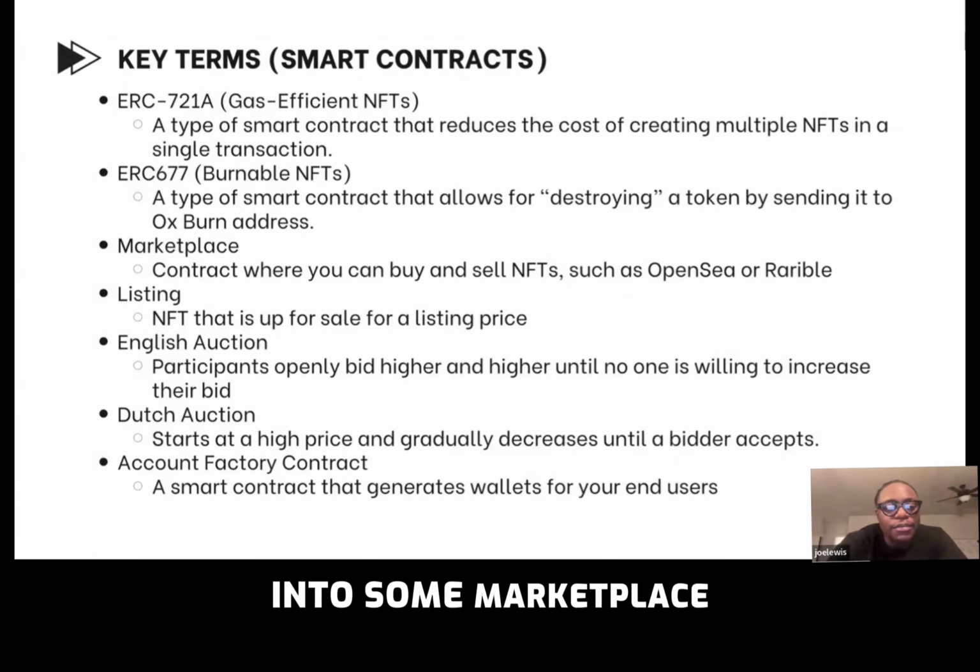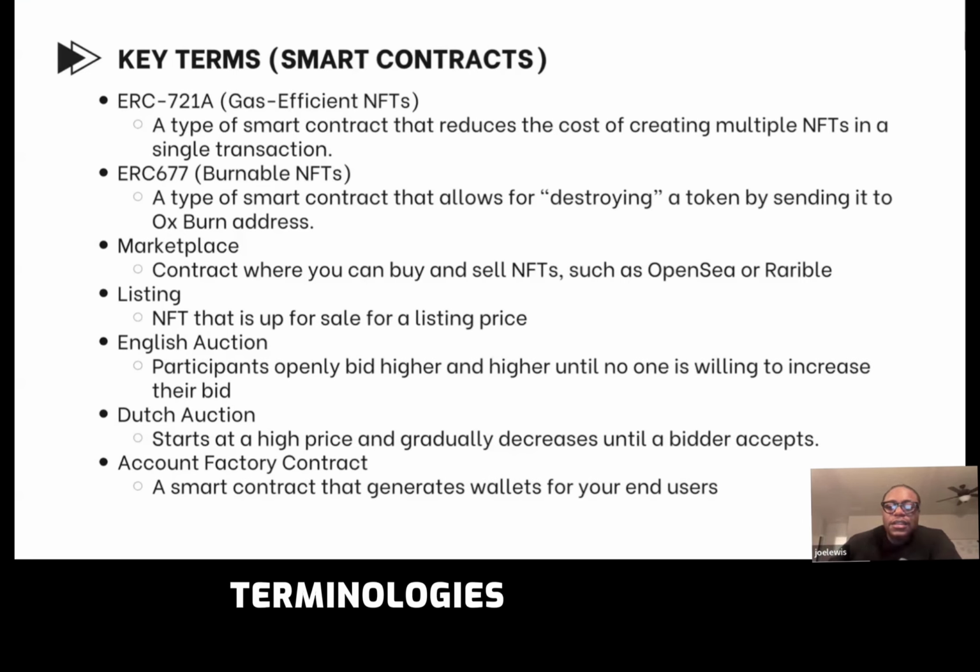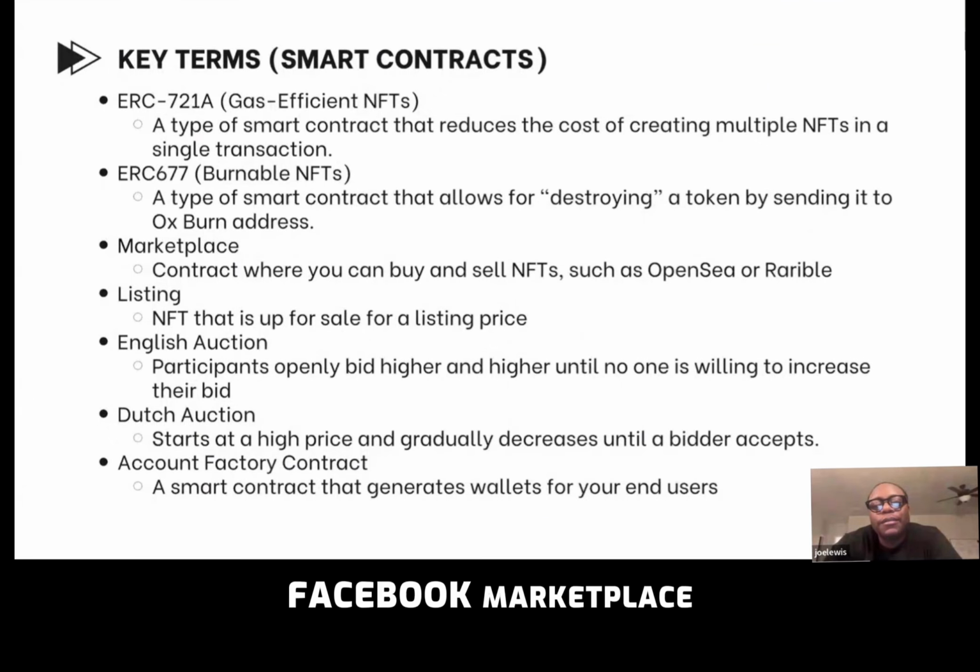Next, we're going to start into some marketplace terminologies. We have marketplace, listing, English auction, Dutch auction, and account factory contract. These are important because the marketplace is what we're going to set up today. It's a contract that enables the selling and buying of NFTs, and you see this type of activity on OpenSea or Rarible. A listing is the actual action of putting up an NFT for sale at a price that you want. If you sell goods online, whether on Facebook Marketplace, eBay, or any other e-commerce website, this is the tokenized version of that, to spin up a marketplace and list your tokens for sale. We're going to actually do that in a couple of minutes.